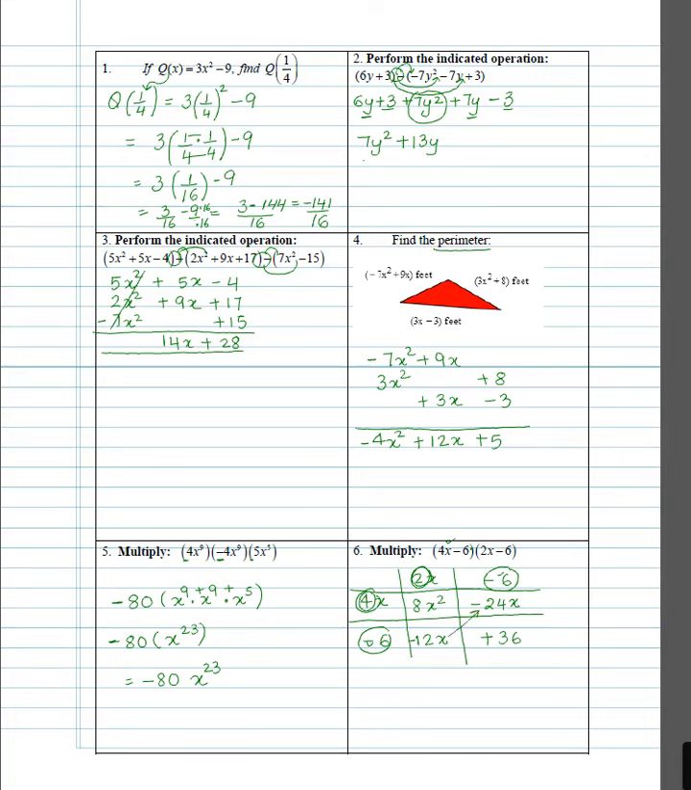So when I rewrite the whole thing, I have 8x squared minus 12x minus 24x plus 36. And I see that I do have like terms here: 8x squared minus 36x plus 36. That's your final answer. When you do it this way, you know you're multiplying the right terms with the right terms, and there is a chance you're going to make fewer mistakes.